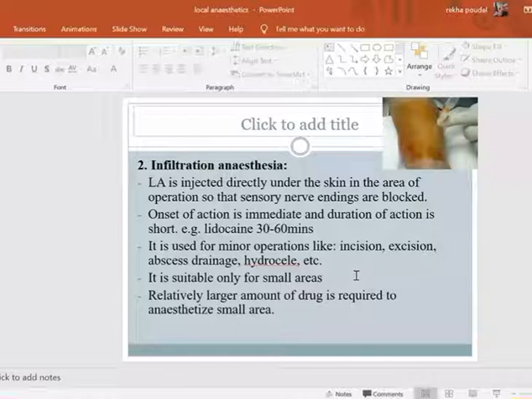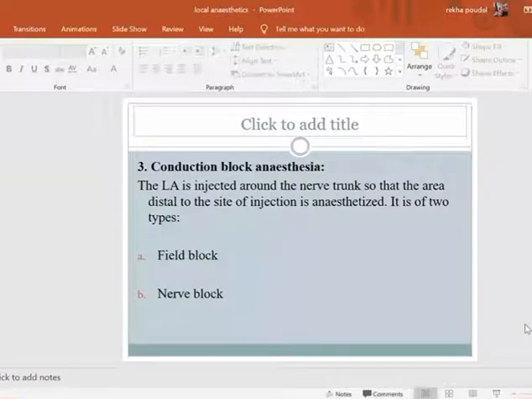Now coming to conduction block anesthesia. So in conduction block anesthesia, the local anesthetic is injected around the nerve trunk so that the area distal to the site of injection is anesthetized. In conduction block anesthesia, there are two types of conduction block. One is field block anesthesia and another is nerve block anesthesia.